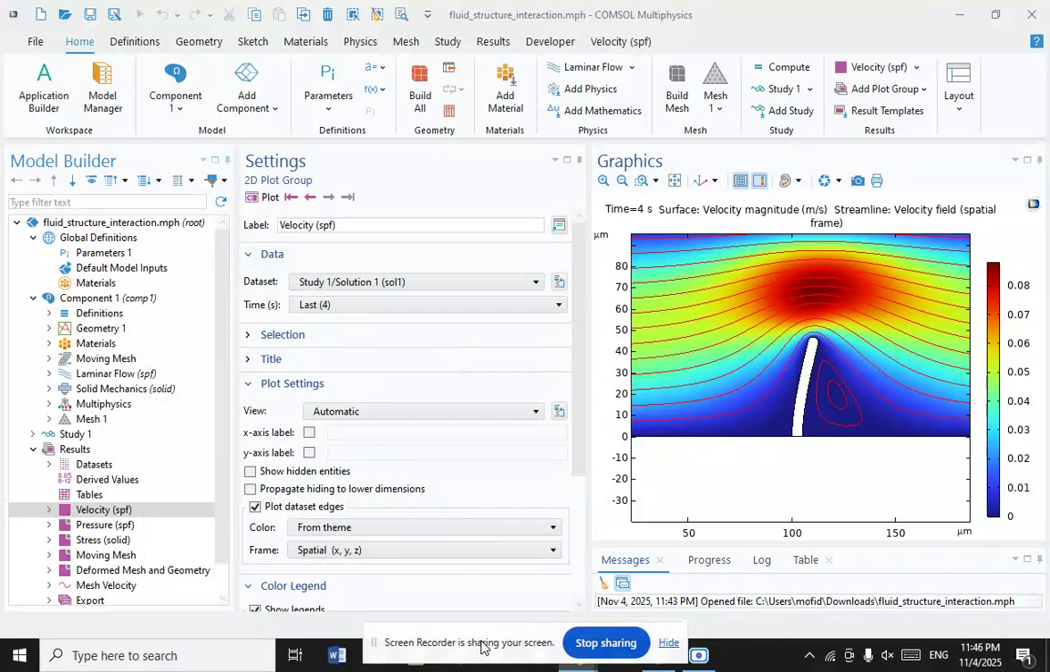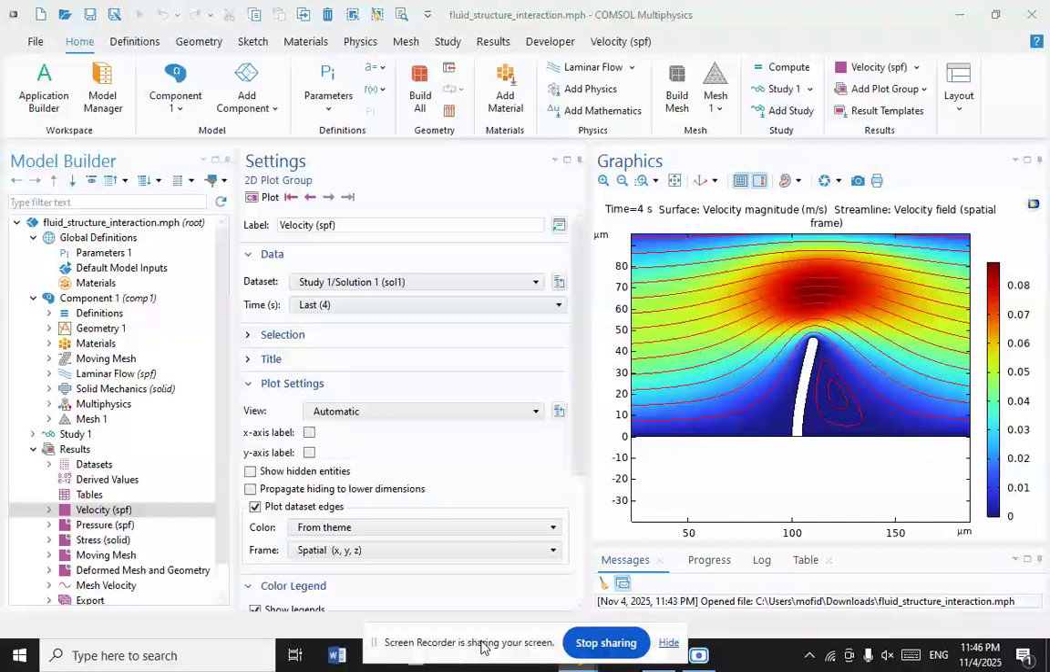In a fluid structure interaction, the fluid forces cause the structure to deform, and this deformation in turn alters the fluid flow. This coupling is crucial for understanding phenomena like a flag waving in the wind or the flutter of an aircraft wing. And how it works.